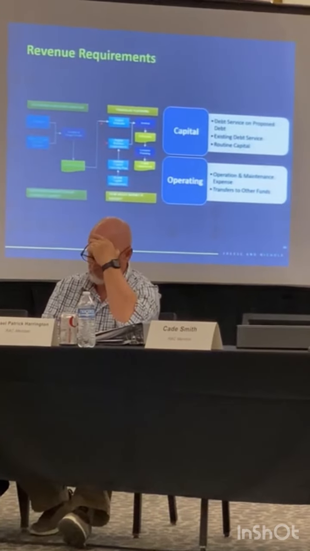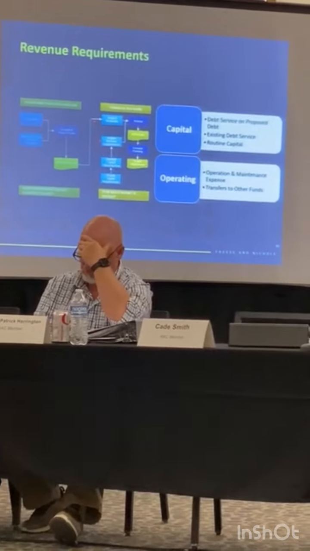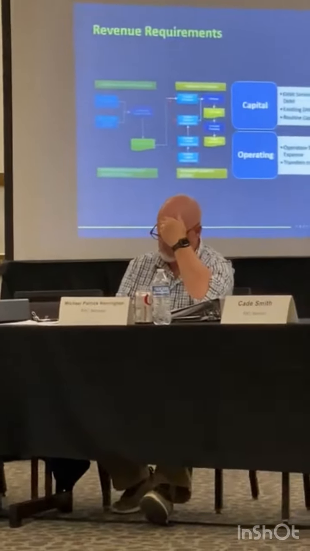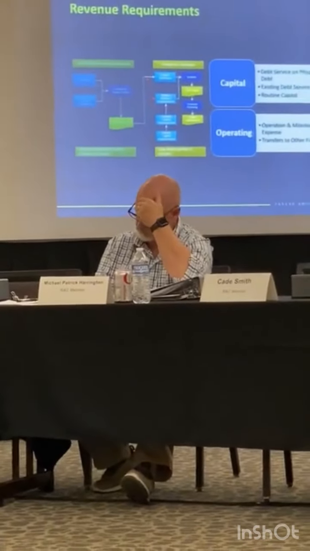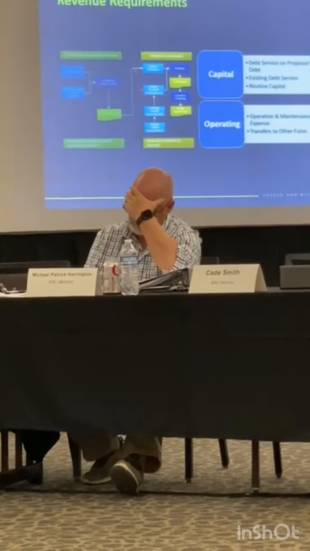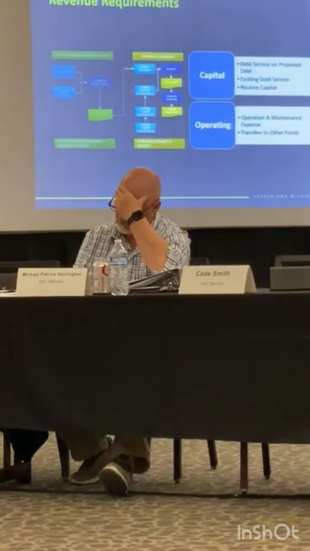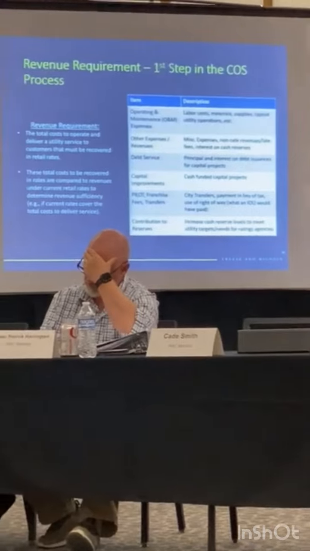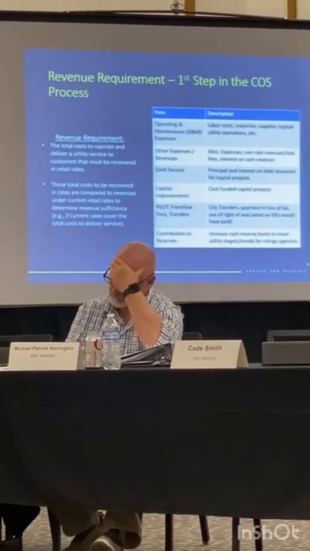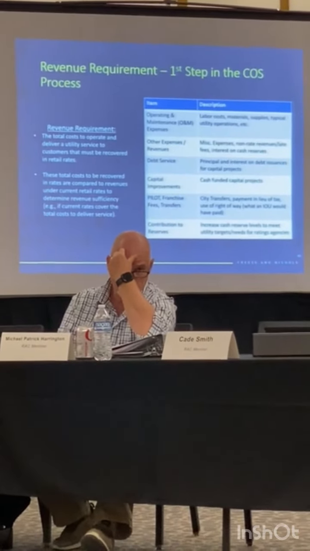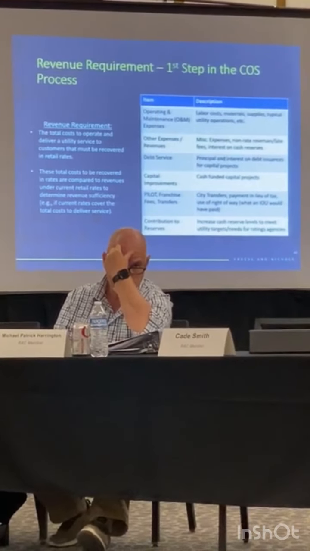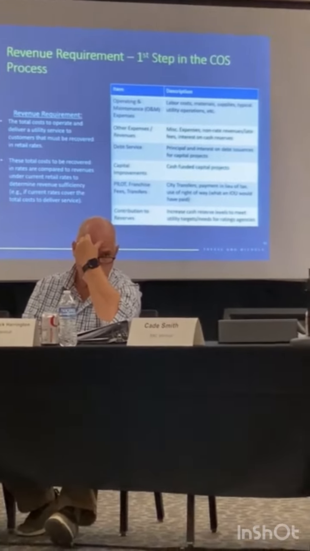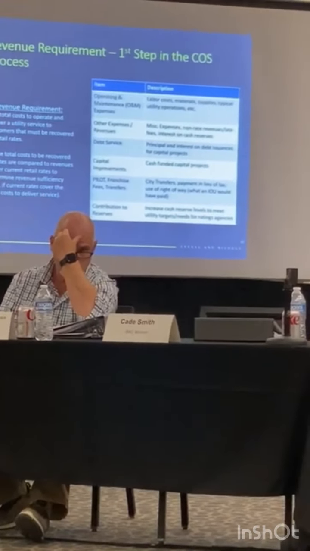So remember, we're here to provide a service. This is the components that it takes to do that. The capital side of it, the infrastructure that it takes to provide that service to water, wastewater, electric, and then the operating side, what it takes to keep that going, keep it operating. And from a revenue requirement standpoint, a few components there. We talked about O&M expenses. You have your debt service, capital improvement side, there's taxes, contribution to revenues, different components there.